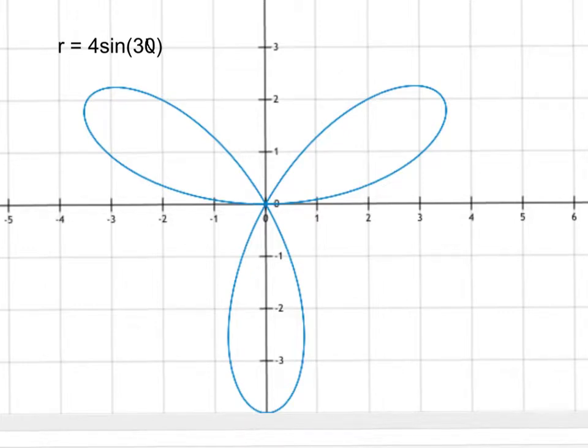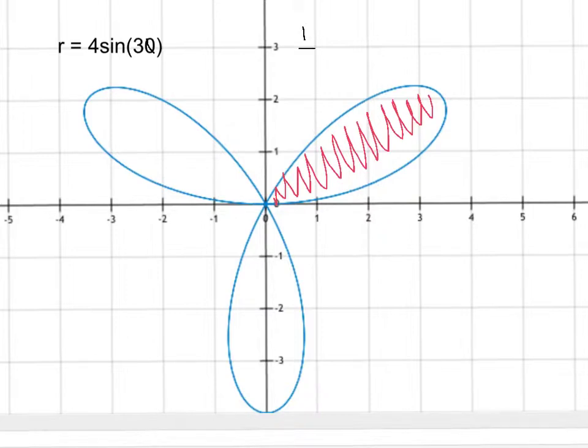Hi, I wanted to do a quick introduction on how to find area with polar coordinates. I want to find the area in one loop, one petal of this flower. Now, hopefully you've already looked at the reading and you know that to find the area we do 1/2 the integral of r squared d theta.